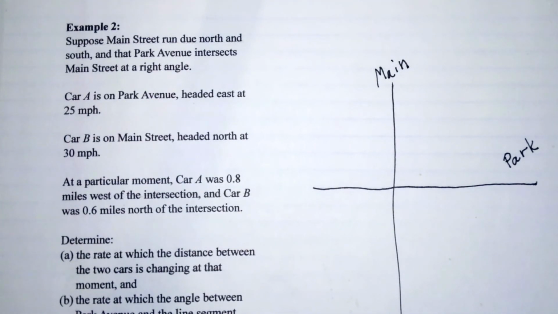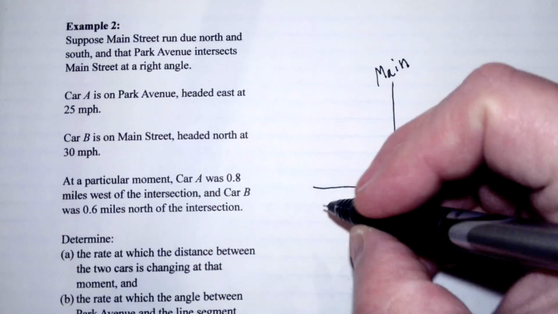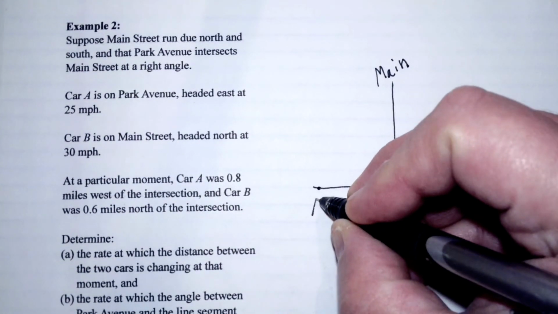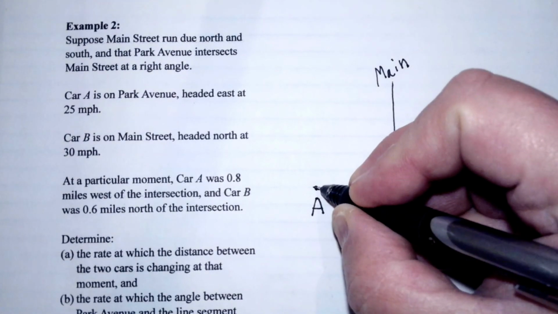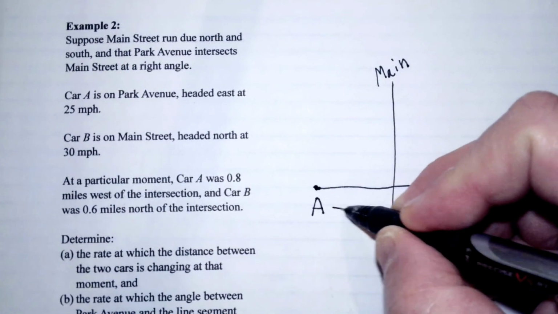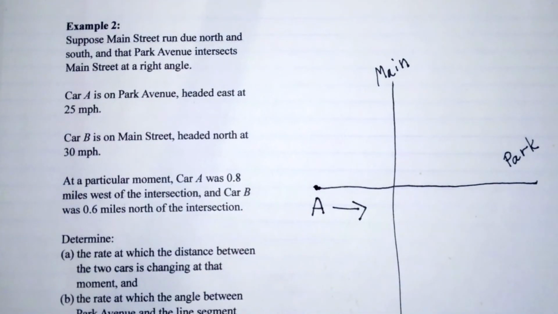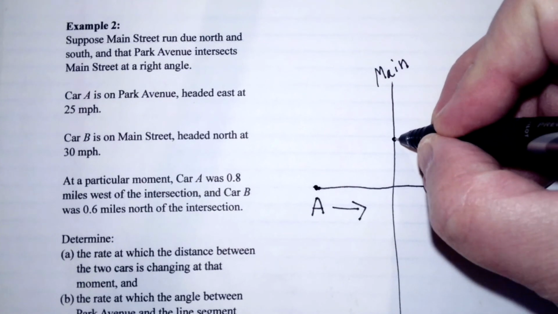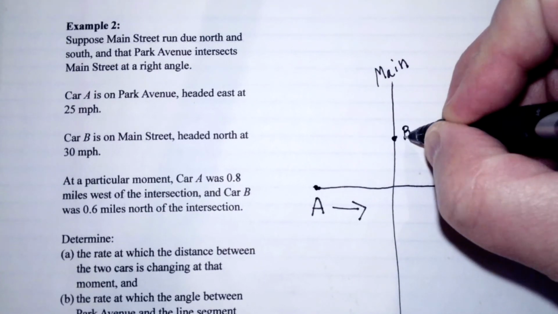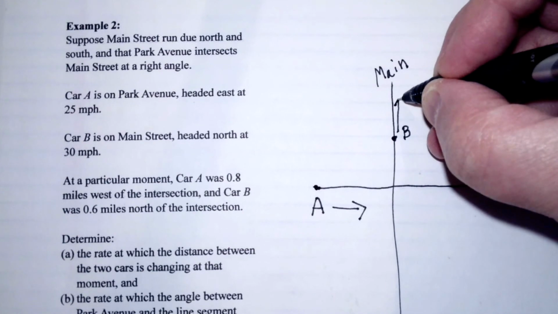Car A is on Park Avenue headed east at 25 miles per hour. Car B is on Main Street headed north at 30 miles per hour. At a particular moment, Car A was 0.8 miles west of the intersection. So Car A is right here, and it's headed in this direction. Car B was 0.6 miles north of the intersection and headed in this direction.